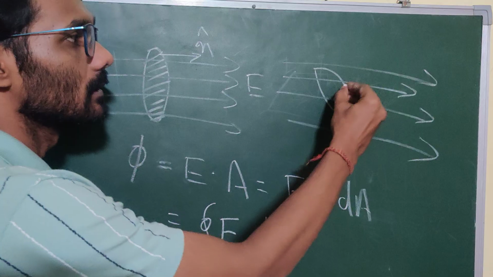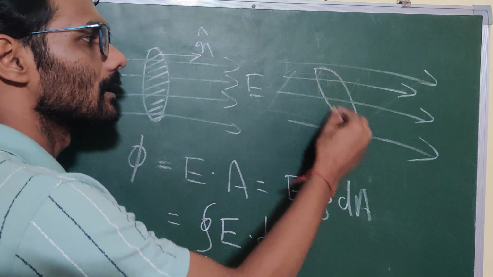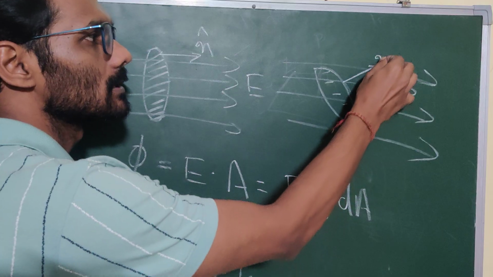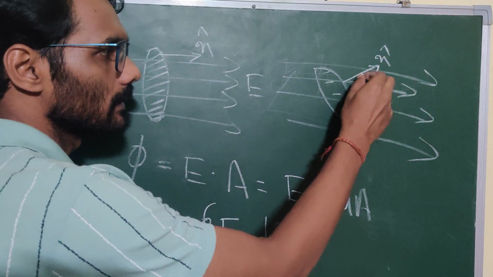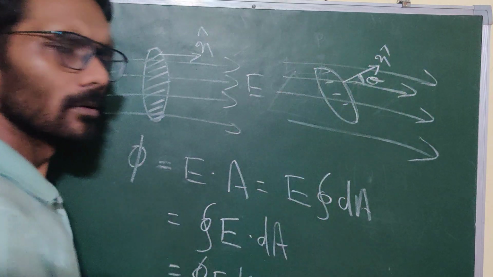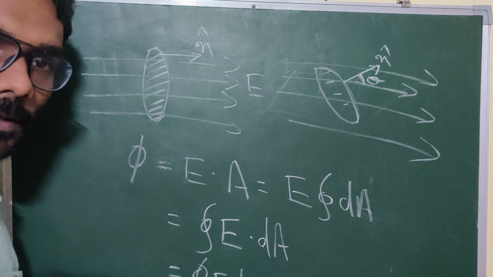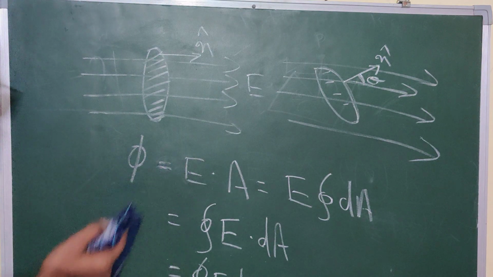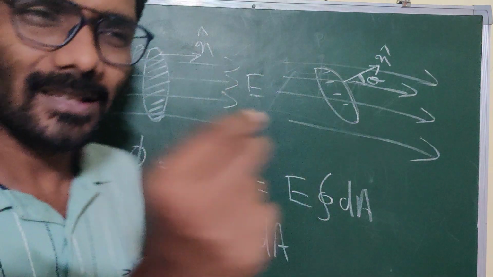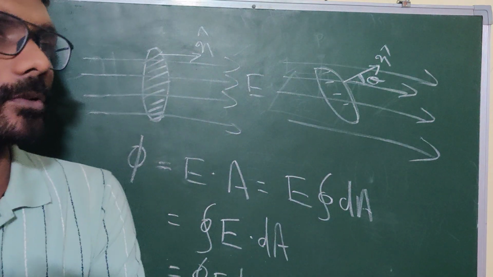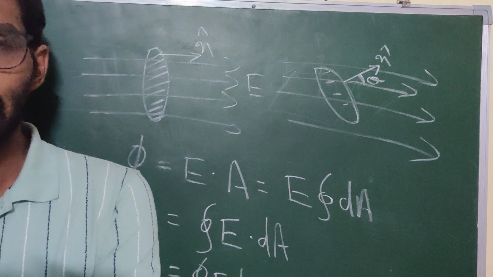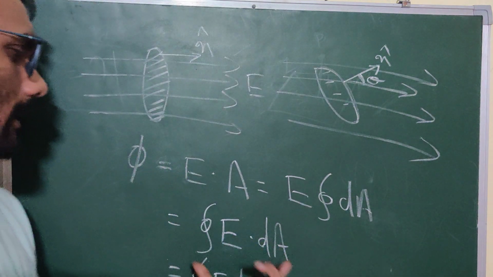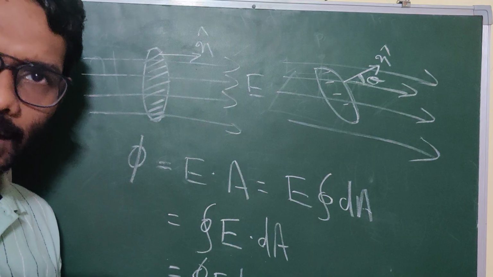This area is facing in this direction. So this is the area vector, this is the electric field, and this is theta, whether it is 30, 40, whatever it is. So electric flux means field lines passing through an area. This is a basic thing. Actually what we want to do today is discuss Gauss law. Before that, just a little reminder about electric flux.